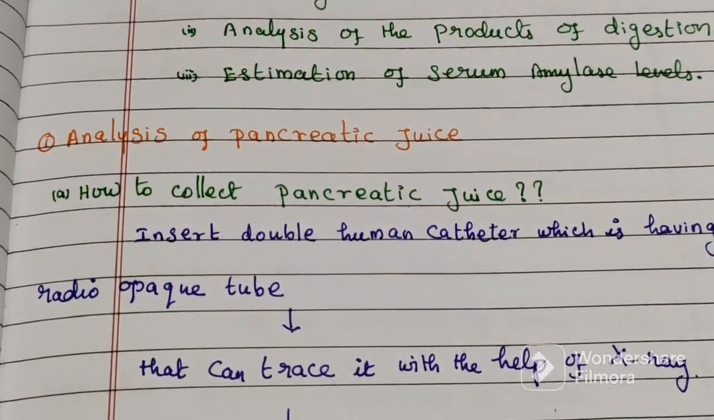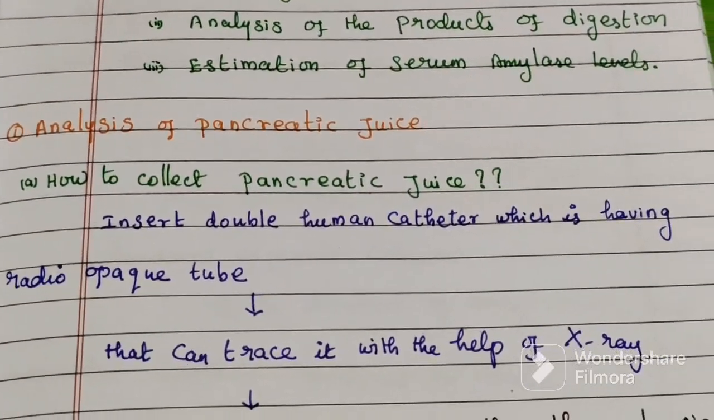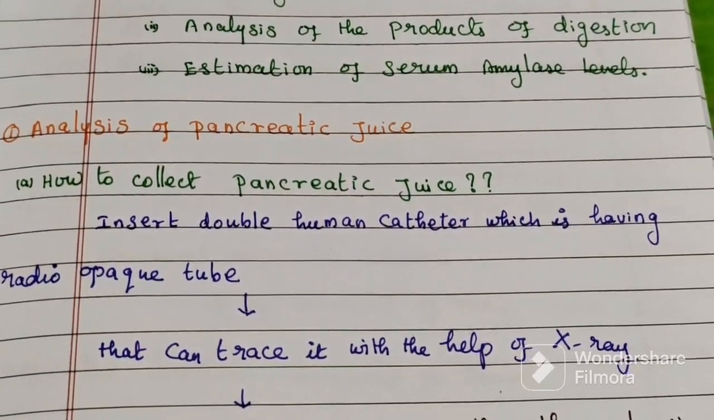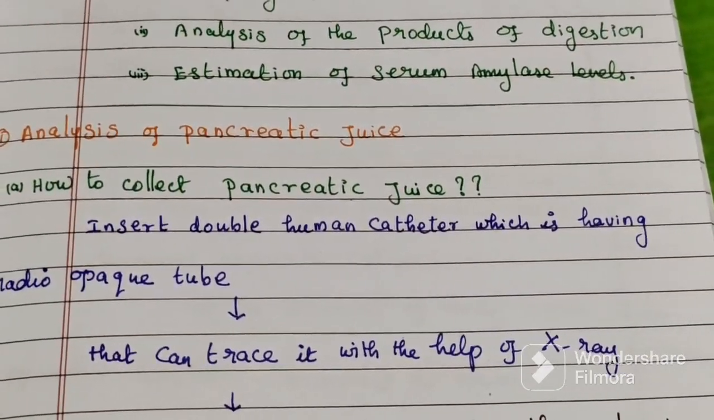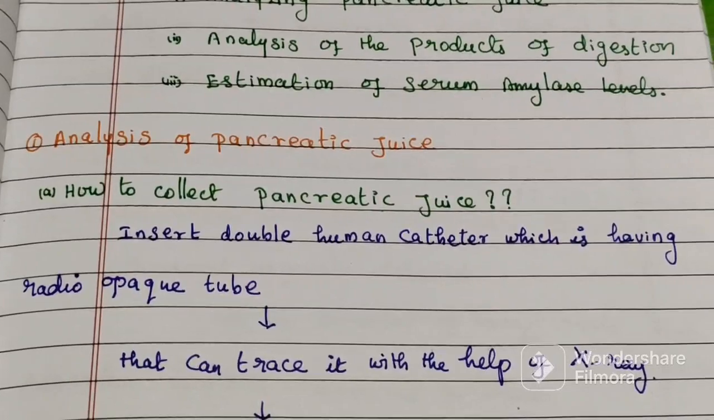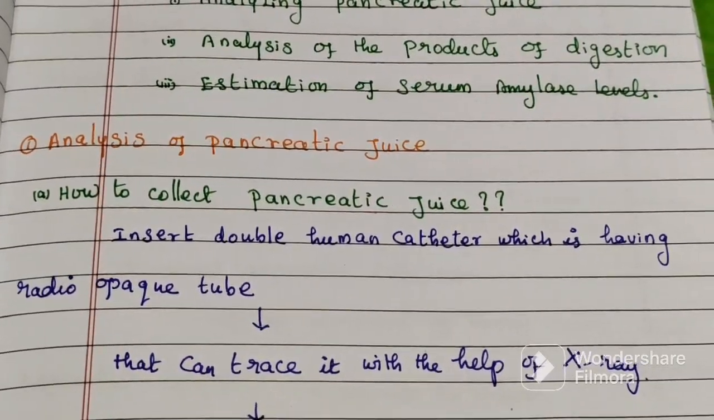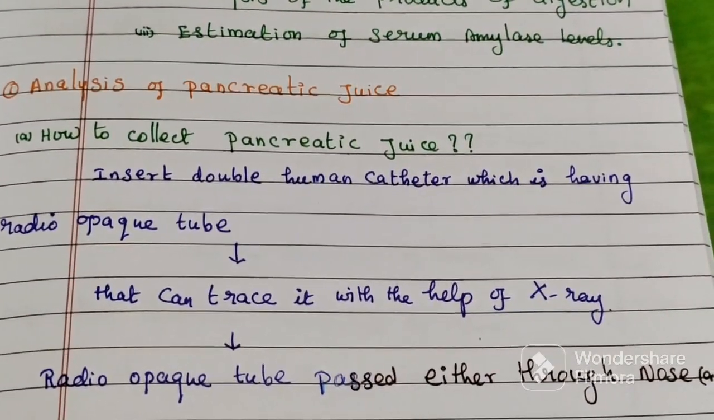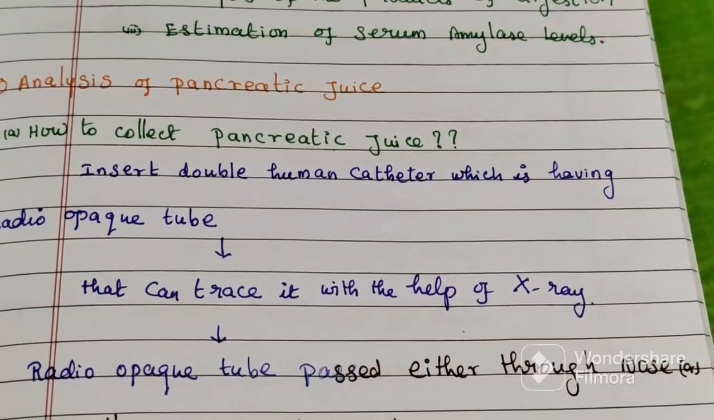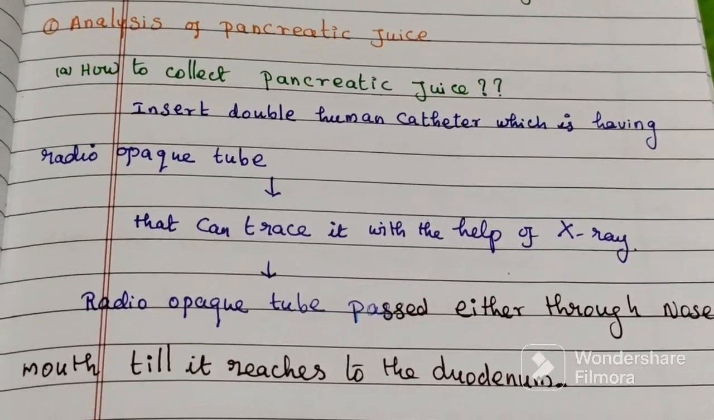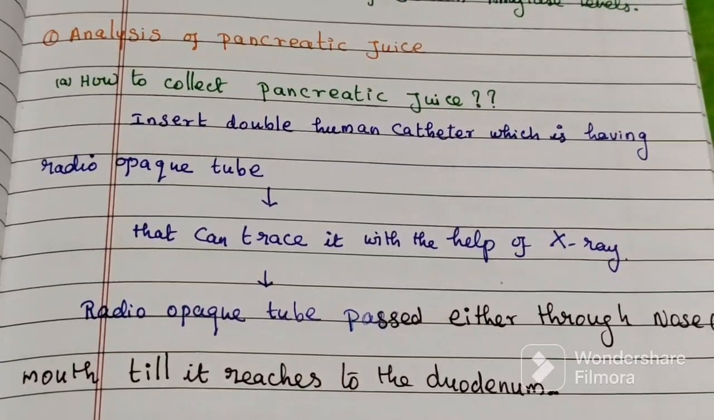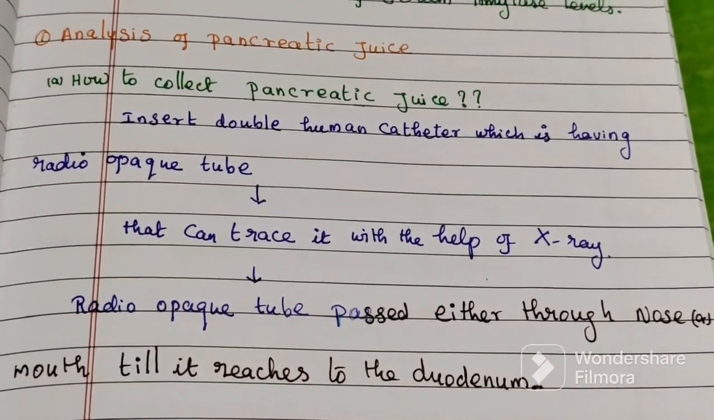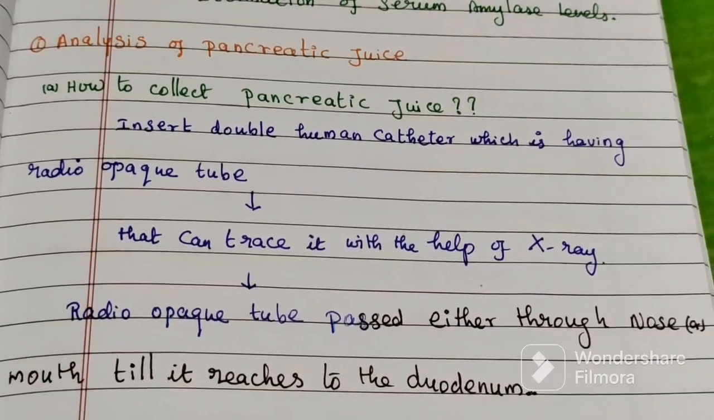How can we collect pancreatic juice? For that, you have to insert a double lumen catheter which has a radio-opaque tube, so we can trace it with the help of X-ray. This tube is passed either through the nose or mouth until its tip reaches the duodenum near the ampulla of Vater.